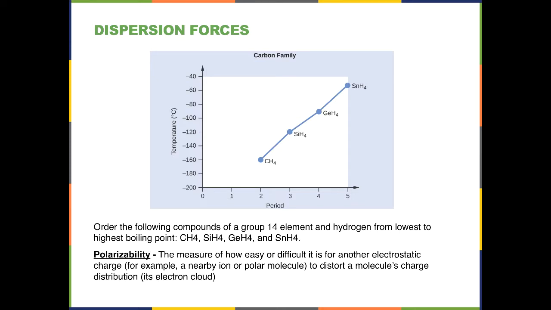Polarizability is the measure of how easily or how difficult it is for another electrostatic charge, for example, a nearby ion or polar molecule, to distort the molecule's charge distribution. So it's another way of saying how inducible the dipole is. The more inducible, the more polarizable, if you will, and the stronger those dispersion forces.